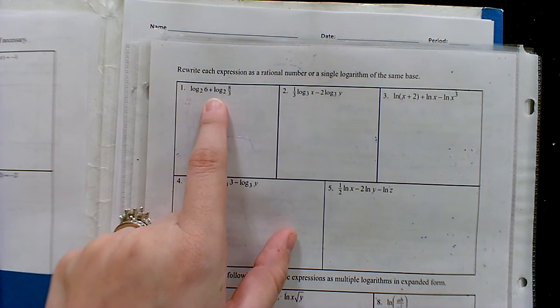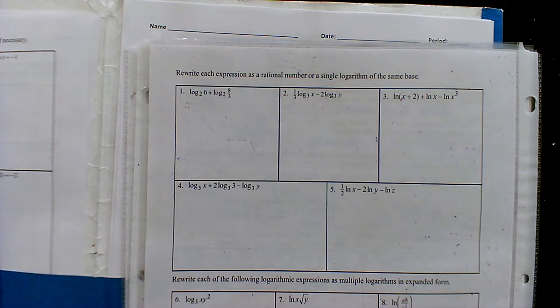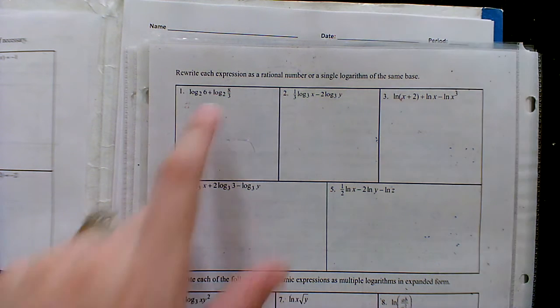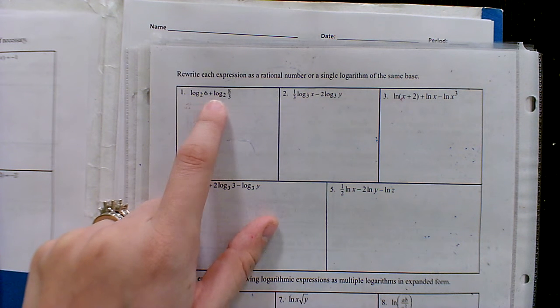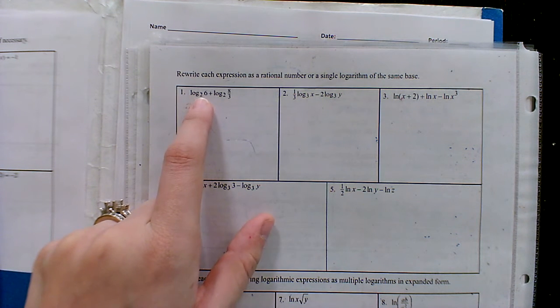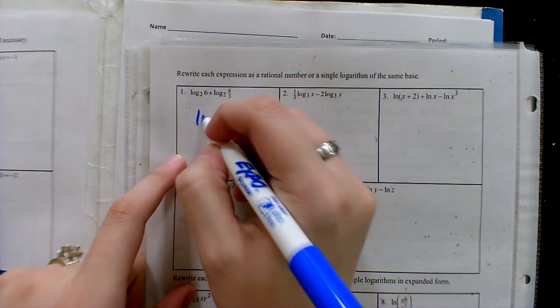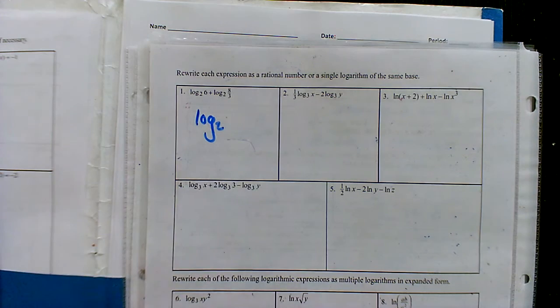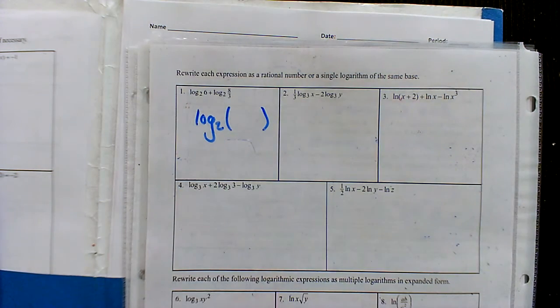All right, so let's take a look. Maybe in some cases we'll just start with numbers, and then we'll go into some variables. But the properties work either way, whether you have numbers or variables. So let's take a look at the first one. Notice how we have 2 logs being added together, and they have the same base. So using one of the properties, we should be able to turn this into one log that has the same base. What can we do?